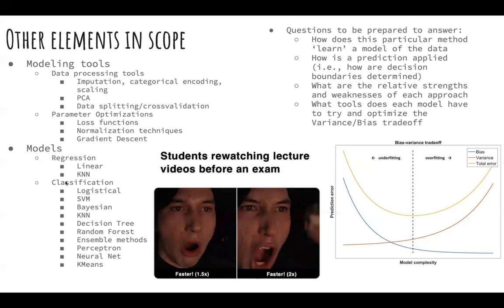And again, your models. For regression, we've really covered linear and KNN. For classification, we've done logistic, SVM, Bayesian, KNN, decision trees, random forest, ensemble methods generally, perceptrons, and neural nets. For clustering, K-means, and then just be aware of some of the other ones like DBSCAN that we talked about in lecture on Thursday. If you do all that, you should be well equipped for the exam on Thursday. But any questions beyond that in terms of scope?